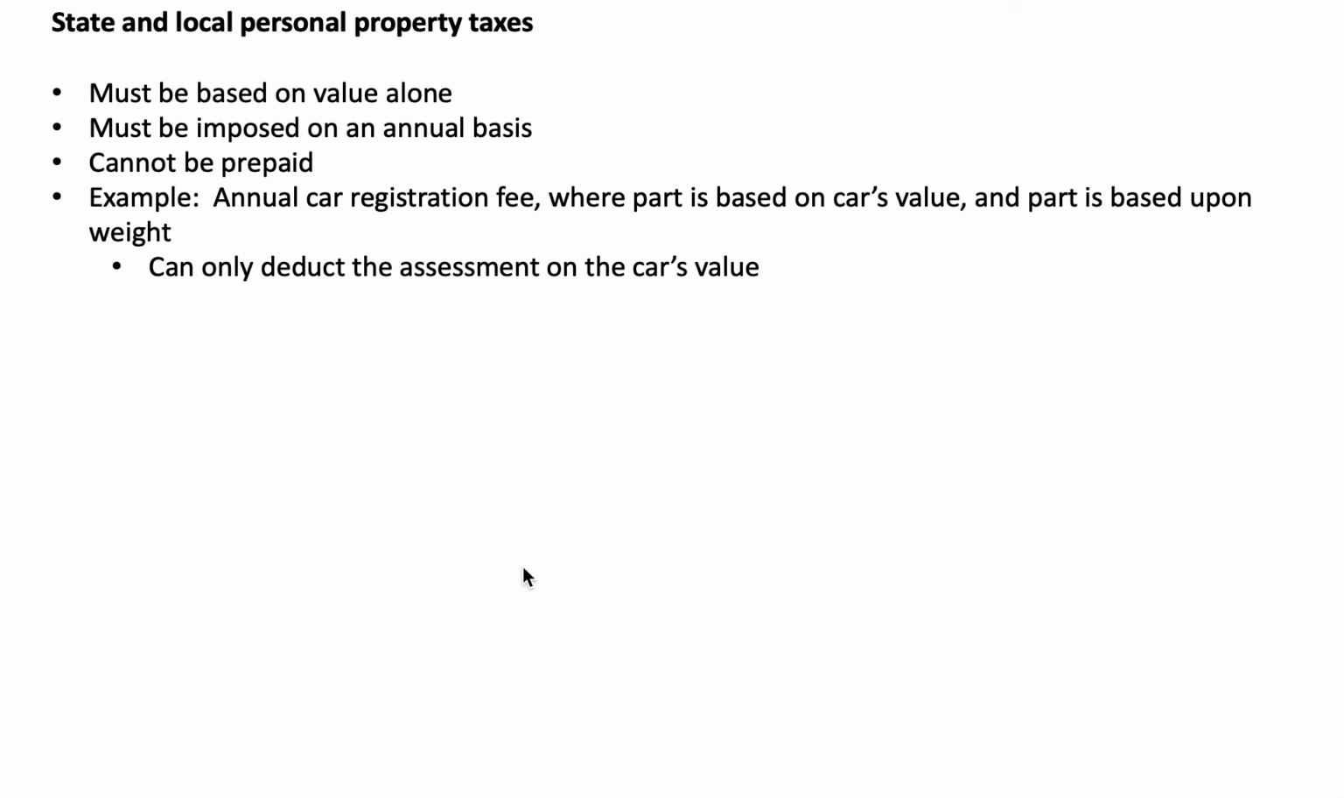State and local personal property taxes. If your state sales or local or income tax plus your real estate tax did not get you to that $10,000 ceiling, then you can include personal property taxes, as long as they were based on value alone, imposed on an annual basis, and not prepaid. For example, if you pay an annual fee to register your car, and part of your fee is based on the car's value and part of it is based on the car's weight, you can only deduct the assessment based on the value of the car.